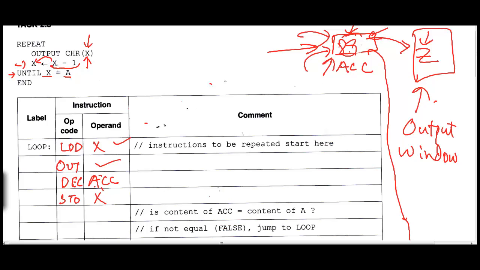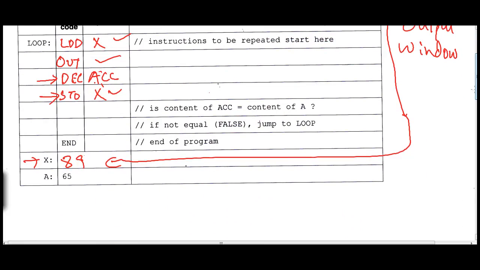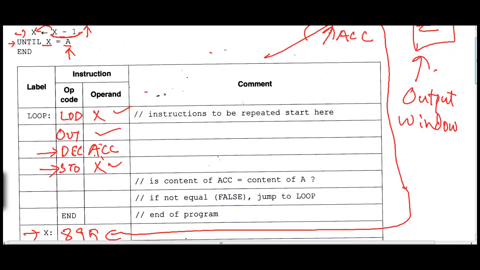Because we just decremented the accumulator in the previous step, and then we stored this value at the memory location pointed to by X. So this is the most recent value of X, right? And we want to compare this value 89, which is held in the accumulator, with whatever value is right now at location A, and at location A we have this value stored. So 89 technically in our example is going to be compared to 65, and the instruction for that is what?